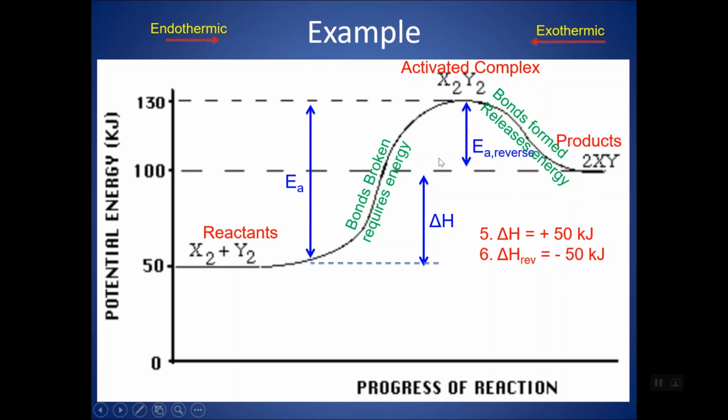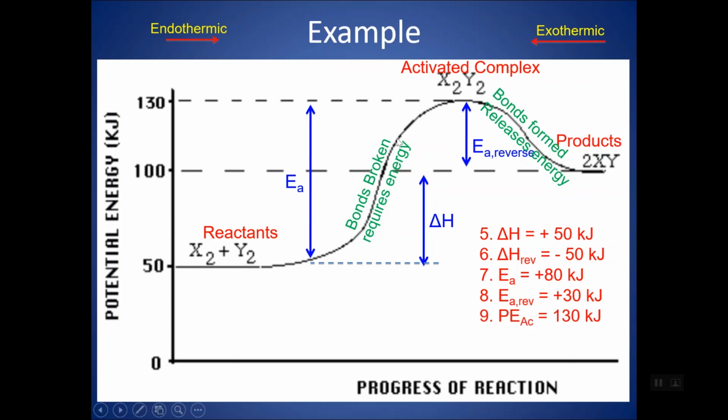My activation energy should always be positive. Going forward, it would be 130 minus 50, and I get positive 80. Going in reverse, I get 130 minus 100, positive 30. Notice the exothermic direction should have a lower activation energy, and that's typically why exothermic reactions are more favorable and more likely to happen, because they require less input of energy.